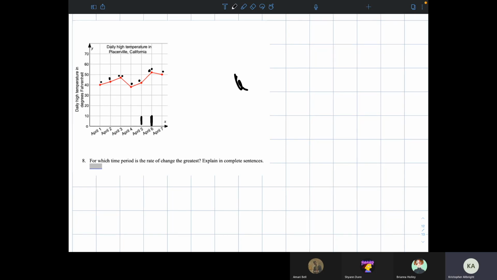So if we look for the least rate of change, I'm thinking maybe this one or this one. Again, it looks like this one to me. So I would say that the least rate of change would be from here to here. That kind of gives you an idea of what you're looking for here. You're looking for how far apart each day is, how much it changed each day. Where it changed a lot, that is a high rate of change. Where it changed a little, that's a low rate of change.